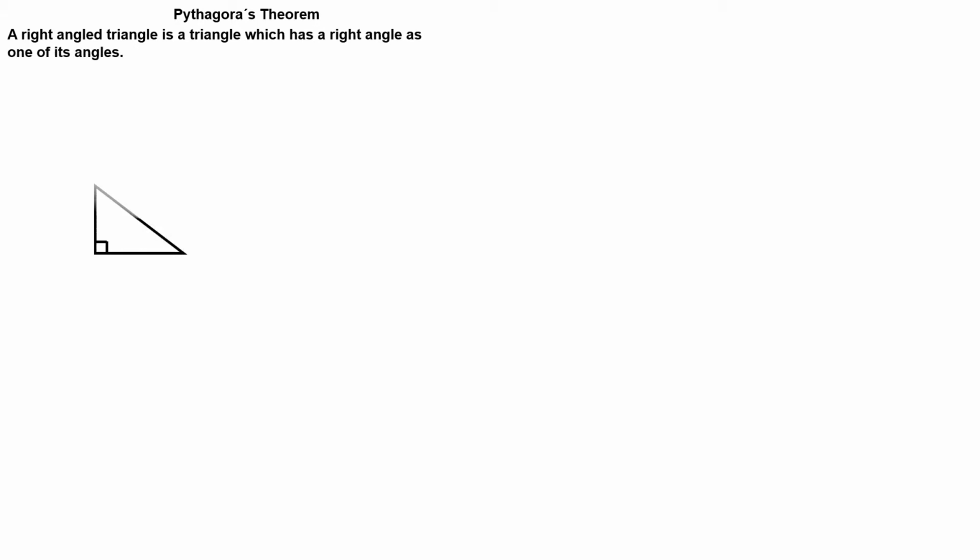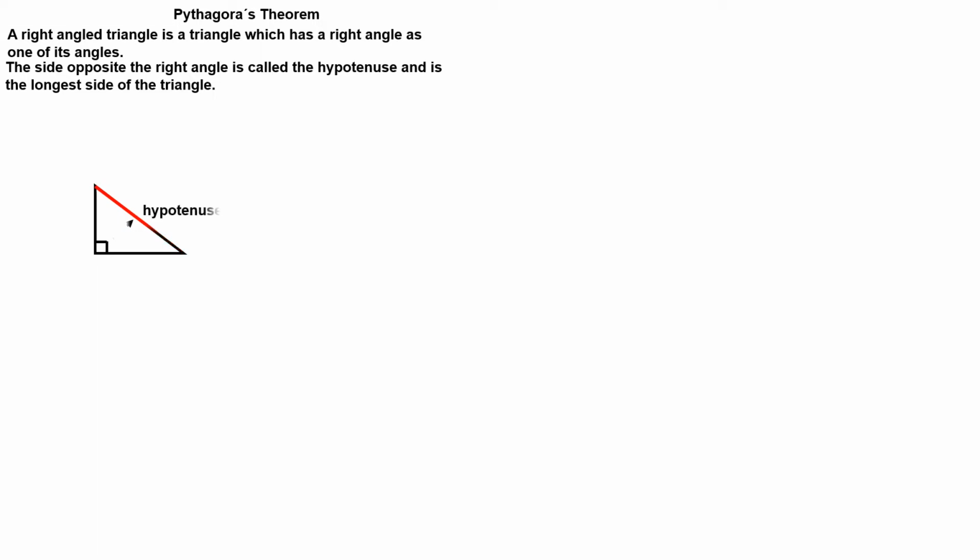Pythagorean Theorem. A right-angled triangle is a triangle which has a right angle as one of its angles. The side opposite the right angle is called the hypotenuse and is the longest side of the triangle. The other two sides are called the legs of the triangle.